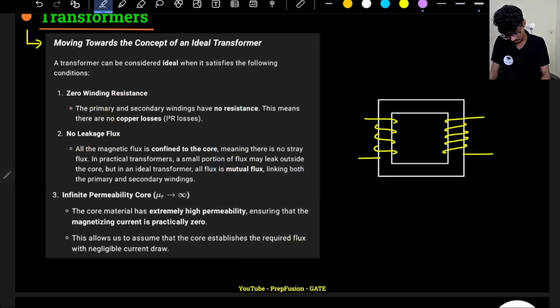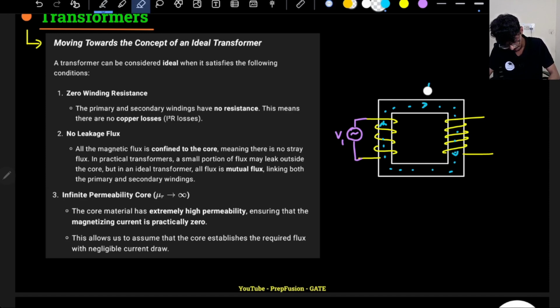I am applying an AC voltage source here. Due to this, some flux gets generated. So this flux actually links here as well.